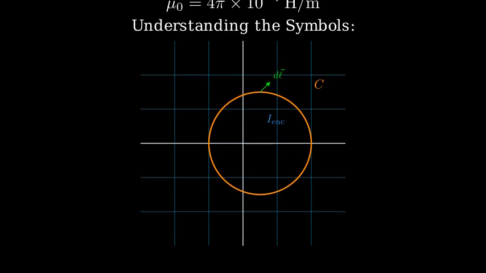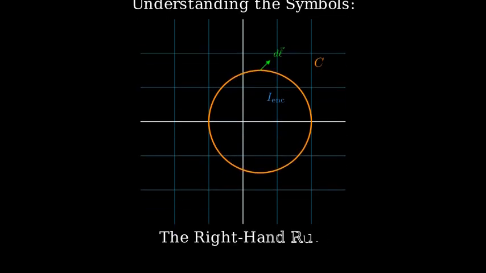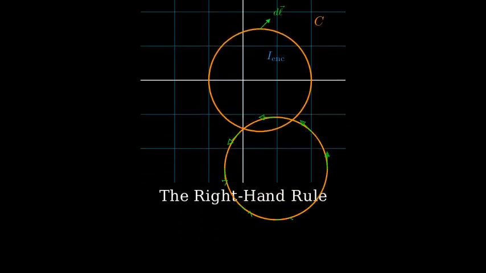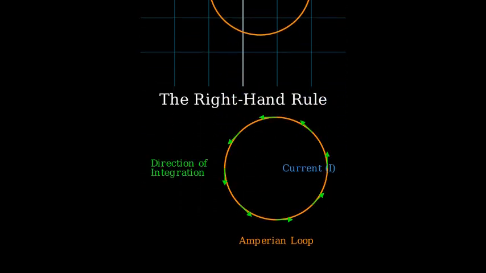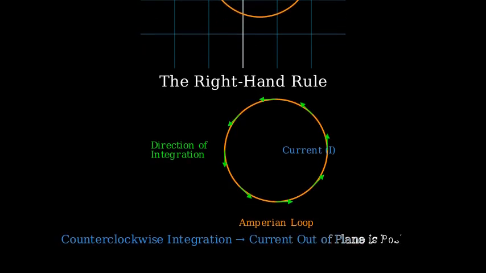An important aspect of Ampere's law is the right-hand rule. To determine the relationship between the direction of integration and the direction of current, we use the right-hand rule. If you curl the fingers of your right hand along the direction of integration dl, your thumb points in the direction of the net current I enclosed. So if we integrate counterclockwise around our loop, the current is considered positive when it points out of the plane.